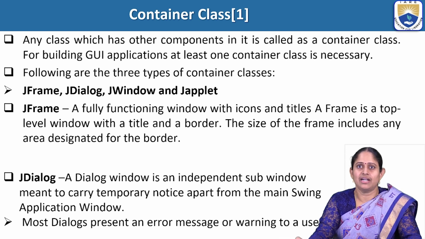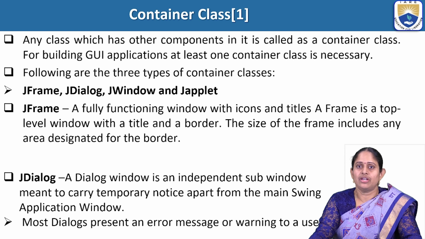The high level container classes are JFrame, JDialog, JWindow, and JApplet. The JFrame is a fully functioning window with icons and titles. It is the top level window with a title bar and a border. The size of the frame includes any area designated for the border.